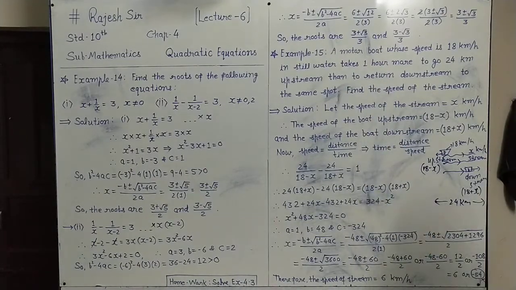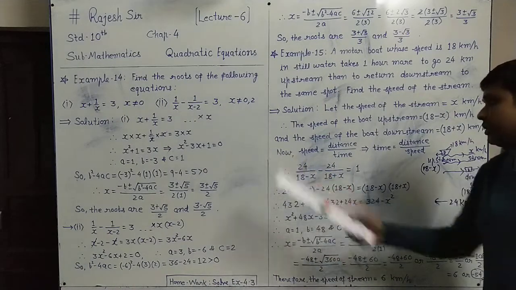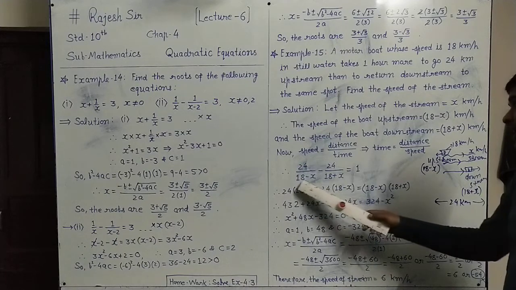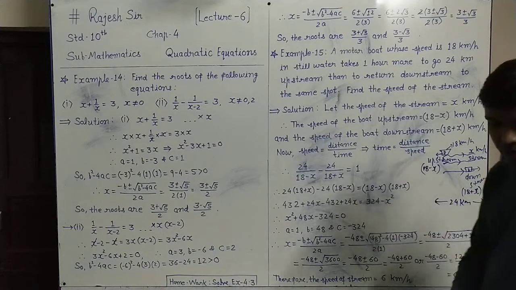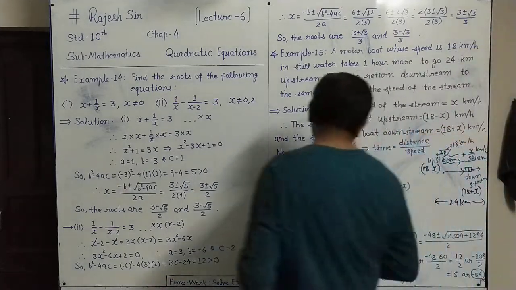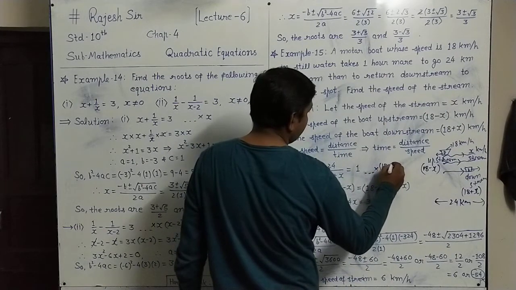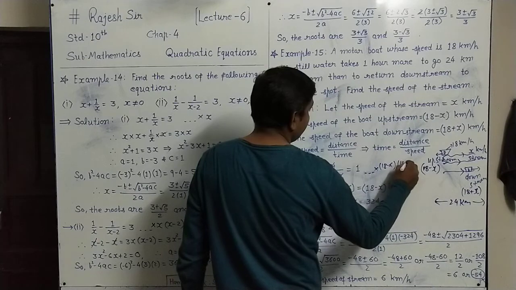Now just a simplification, like we were doing here. To remove the denominators, we have to take the LCM of the denominators 18 minus x and 18 plus x. So we will multiply the whole equation by the bracket 18 minus x into 18 plus x.